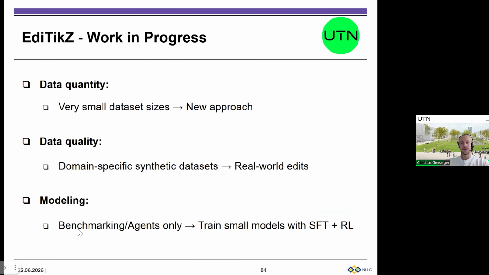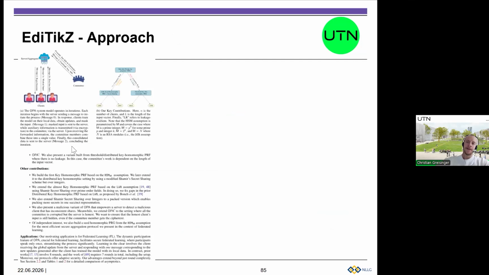And the third one is modeling. Mostly due to the smaller dataset size, it focuses either on benchmarking or agents. What we want to do is really try to train smaller models with supervised fine-tuning and potentially reinforcement learning. So for the approach, how to actually get the dataset.